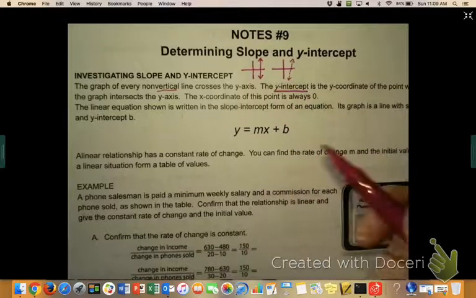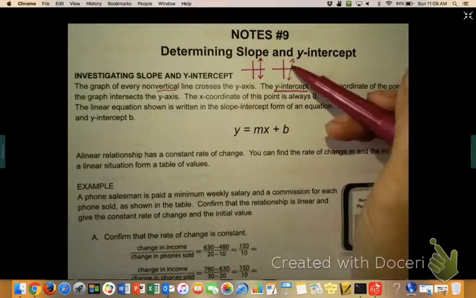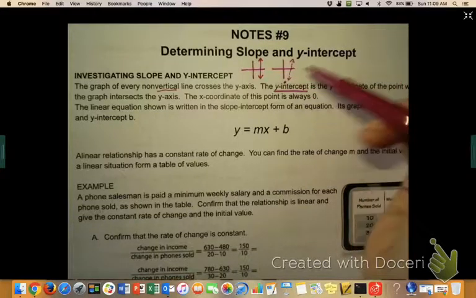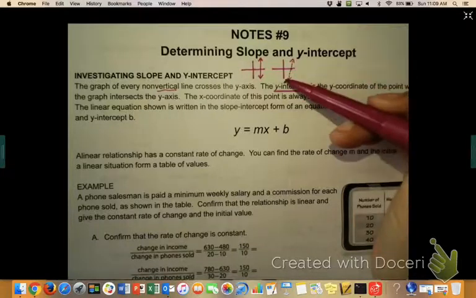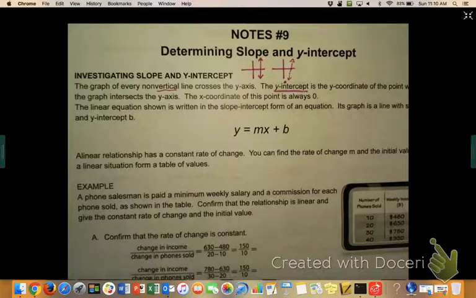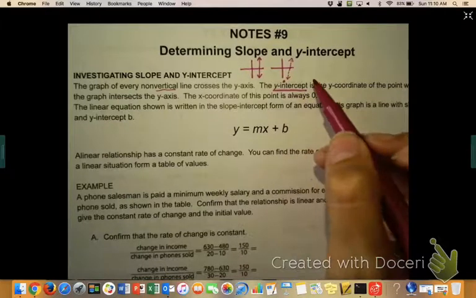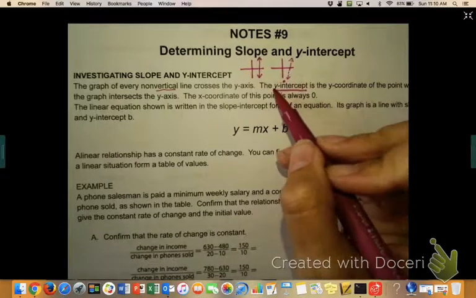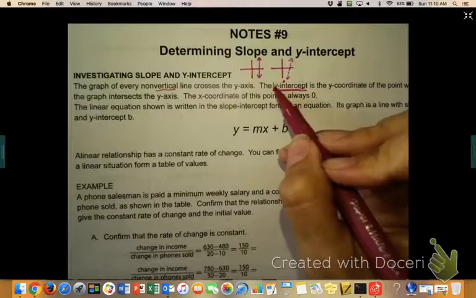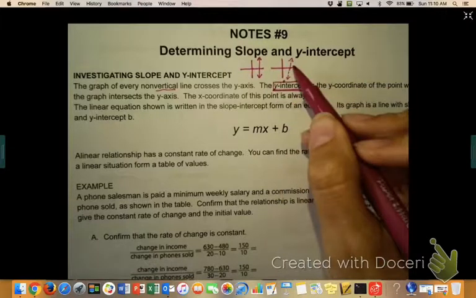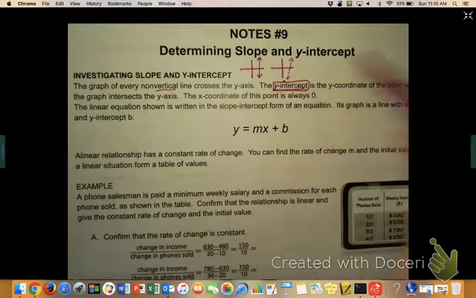And just think of it, you guys who play football, it makes sense. It's the point where my line actually intercepts the y-axis. So at some point, this line will intercept the y-axis. And that point that it touches the y-axis is called the y-intercept. That is a huge vocabulary term that you're going to hear the rest of your math life, especially into high school. So please understand that the y-intercept is the point where my line touches the y-axis.